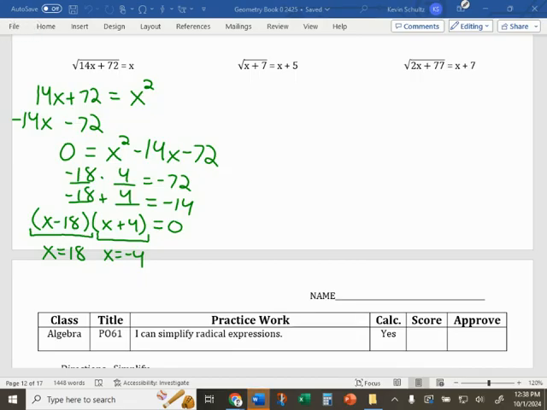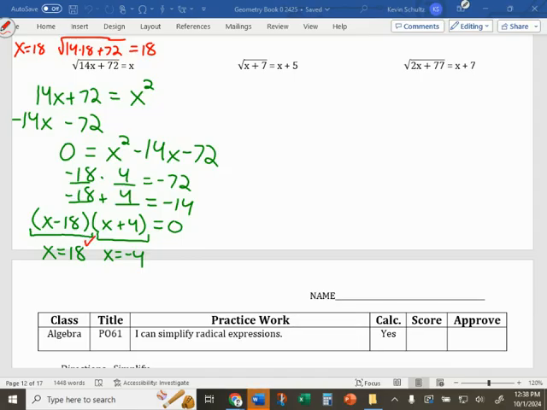And we say if x is 18, if this is indeed the case, then the square root of 14 times 18 plus 72 will have to equal 18. What is 14 times 18 plus 72? Probably a big one. 252. Jonas? 3, 2, 4. What's the root of 324? 18. 18! This checks out. The other one I said? That's okay.